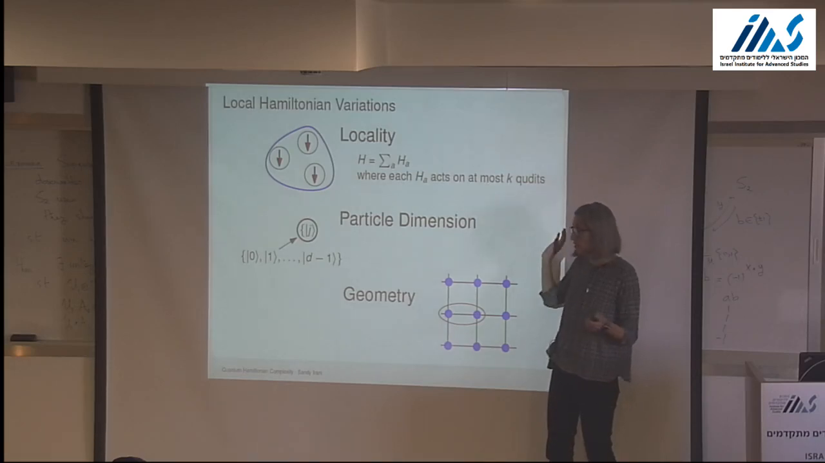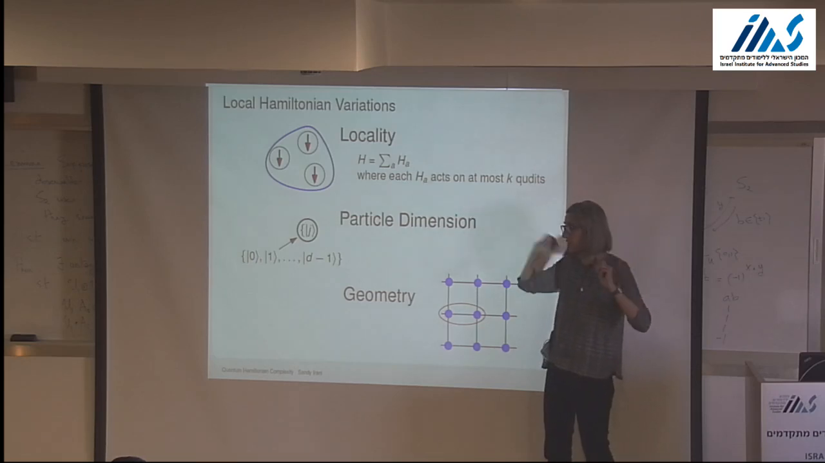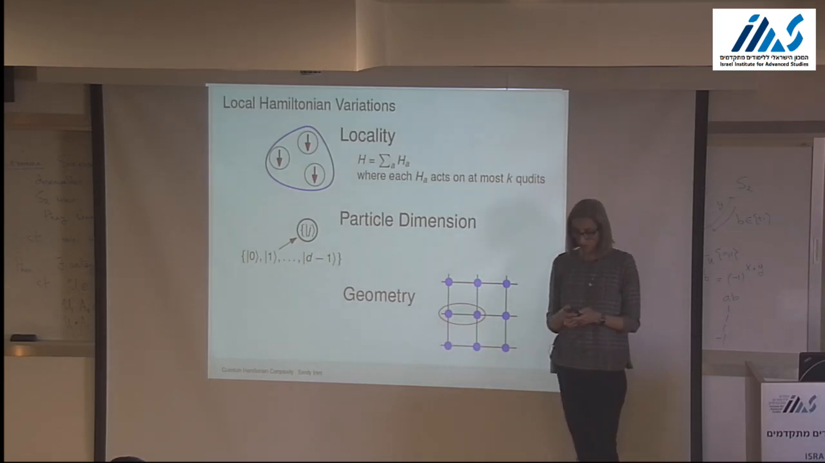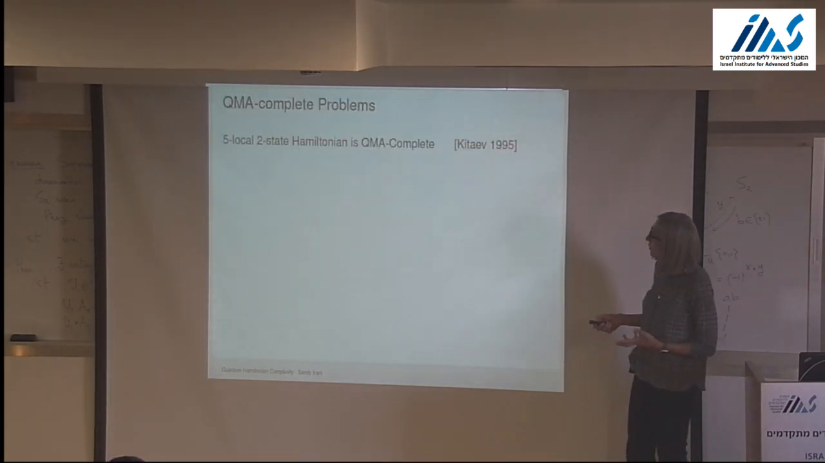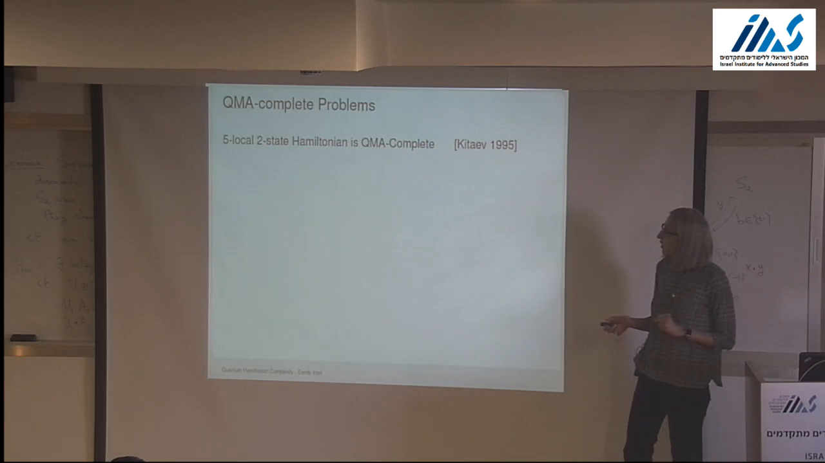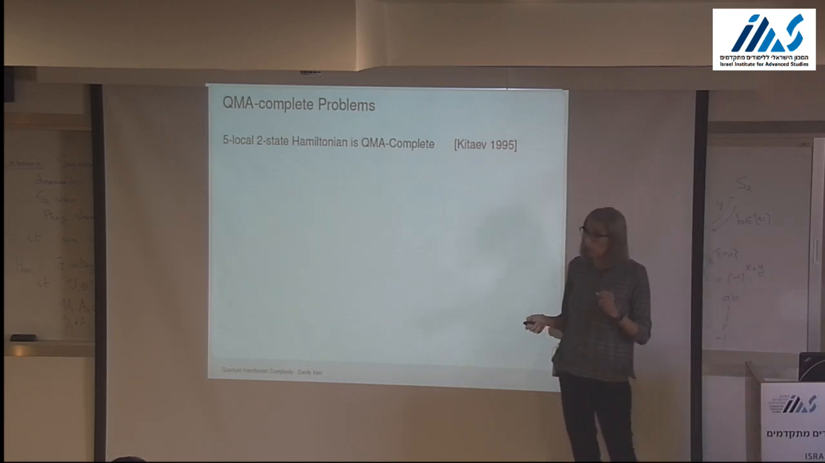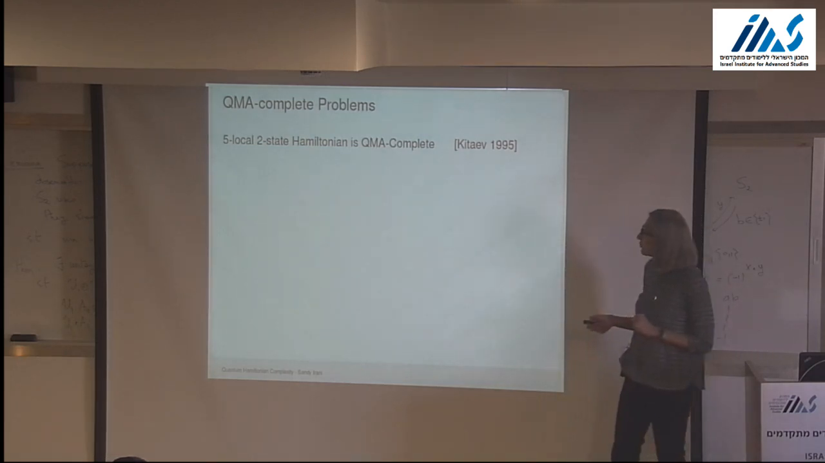Locality assumes nothing about the actual geometry. I mean, I could be operating on 3 qubits, but they could be across the room from each other, okay? All right, so the original proof by Kitaev showed that 5-local, 2-state or qubit local Hamiltonian is QMA complete.